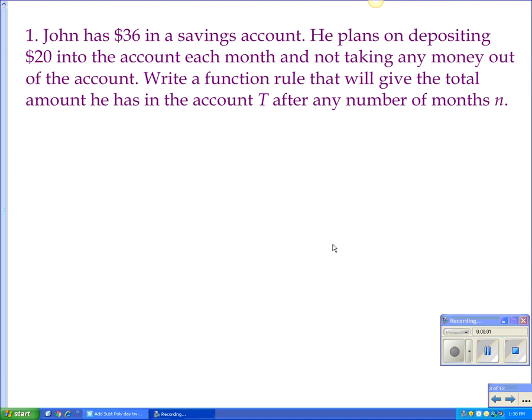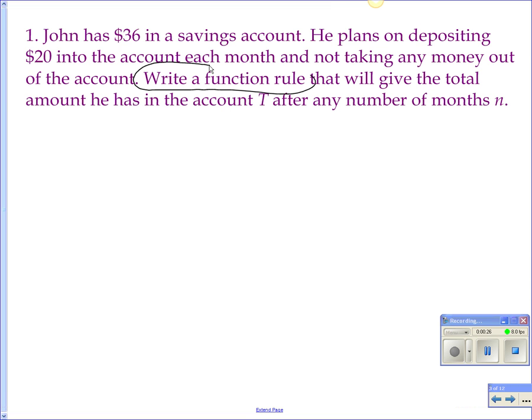Okay, polynomial word problems. So number one, John has $36 in a savings account. He plans on depositing $20 into the account each month and not taking any money out of the account. Write a function rule that will give the total amount he has in the account T after any number of months N. So on number one, the first thing I want you to do is circle write a function rule.